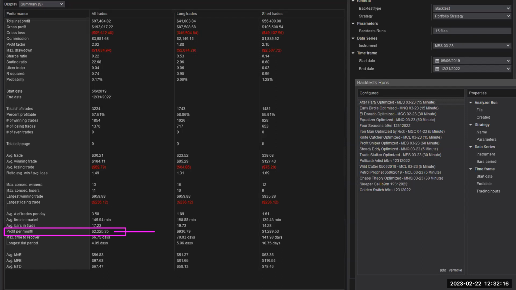And keep in mind, it's scalable. For example, 2 micro contracts. Do the math. 2 micro contracts per bot would have been almost $4,500. 3 micro contracts, 2,200 times 3, would have been anywhere between 6.6 and 6.7K per month. So you guys see what I mean here?